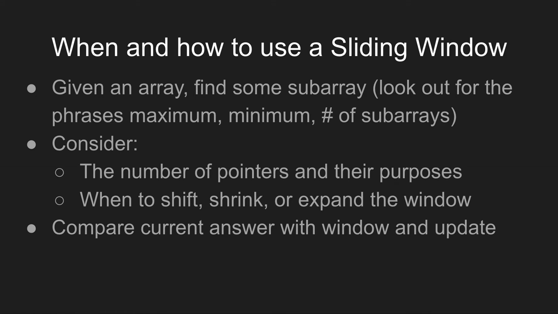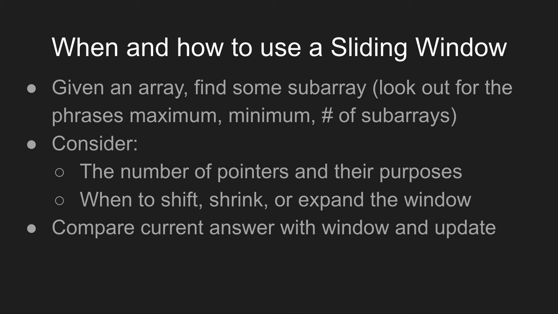So when it comes to the end pointer, it is generally the variable that is being used in the for loop or the while loop or whatever you're using to iterate over your array. So that will be updated at the end of every iteration of your loop, while the starting pointer can generally be the one that you're modifying only under certain circumstances. So only when some condition is met, that's when you want to shift, shrink, or expand the window.